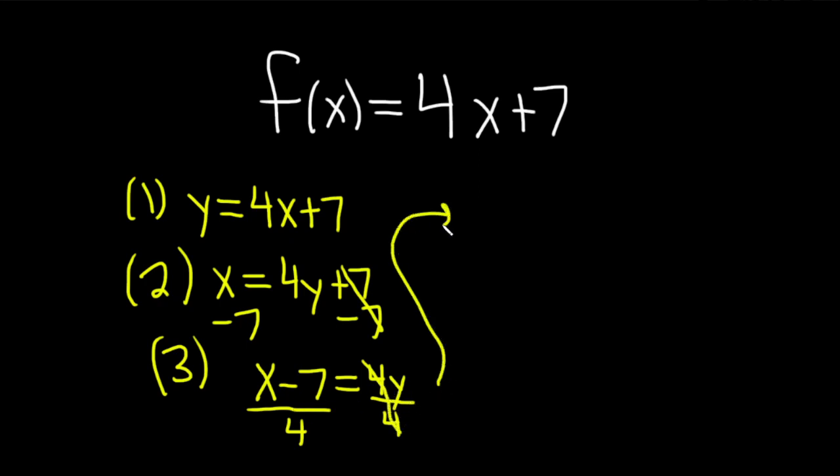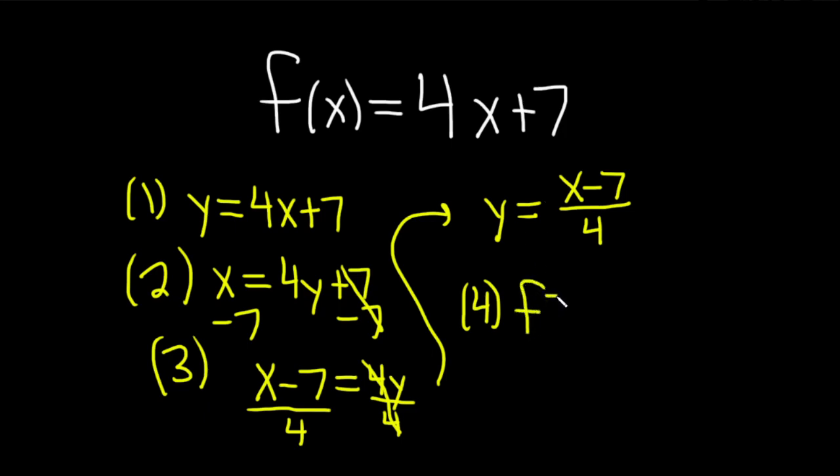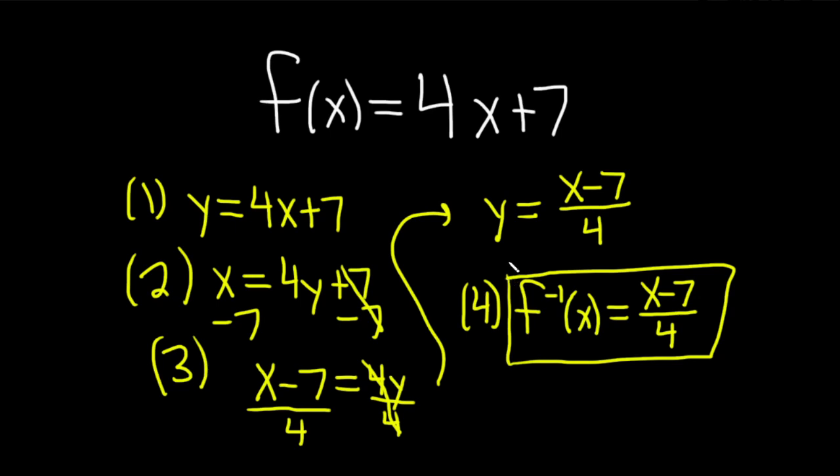So I'm going to write it backwards. Y equals all of this. So x minus 7, all divided by 4. And the very last step when finding the inverse is to use the correct notation. So instead of y, you want to use the inverse function notation, which is f inverse of x. That's equal to x minus 7 divided by 4. And so that would be the inverse of our function f of x.